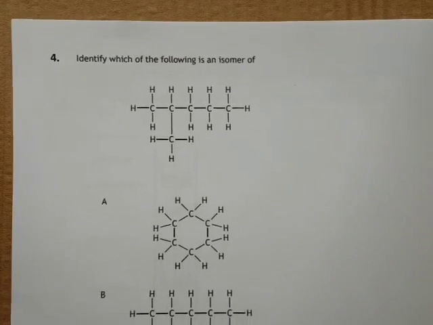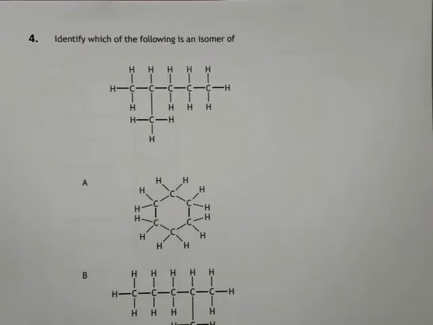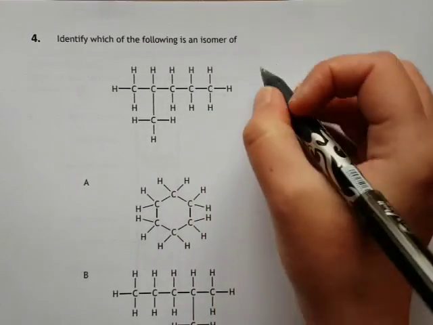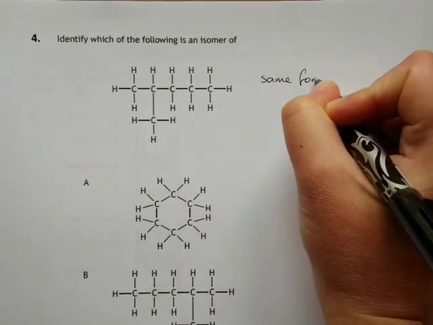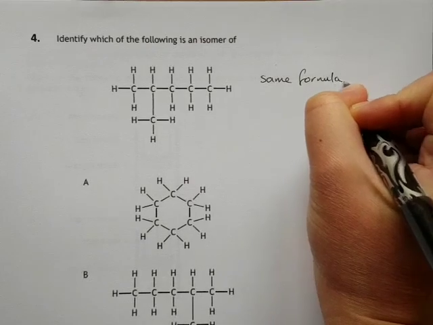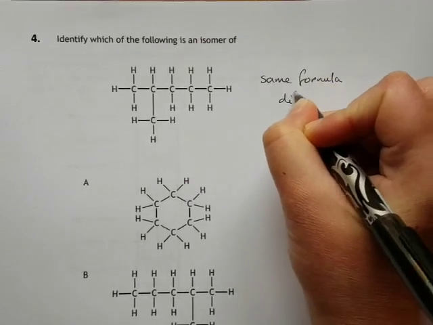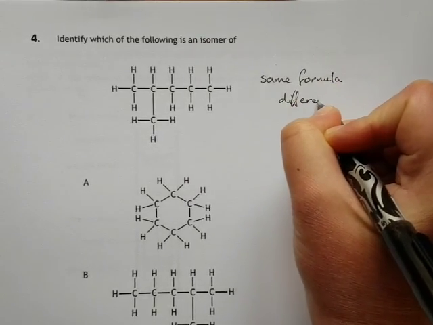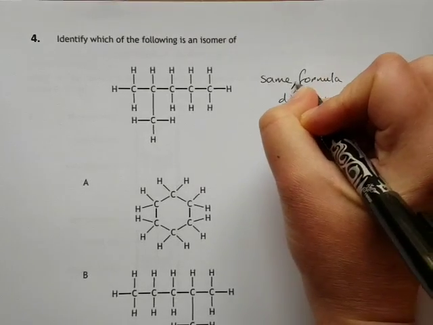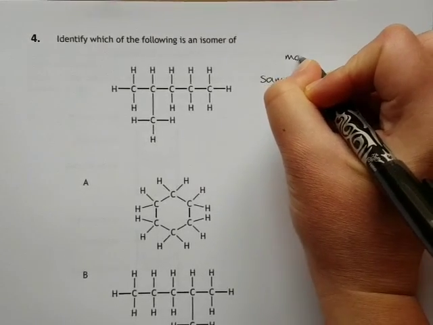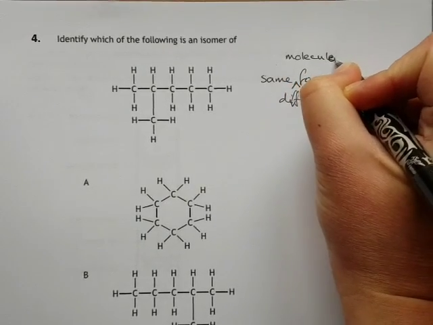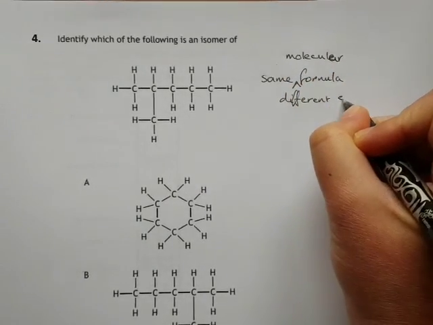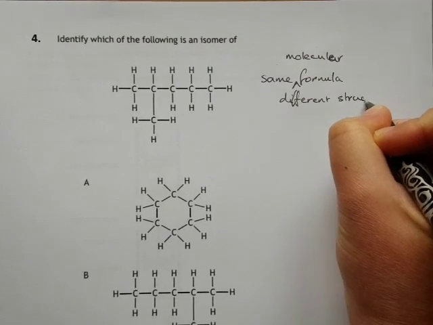Okay, question 4, identify which of the following is an isomer of this molecule here. So remember, isomer means same formula, but a different structure. You need to know the definition of isomer. So, rather, I should be specific if I'm giving you this. Isomers have the same molecular formula, but different structural formulas.